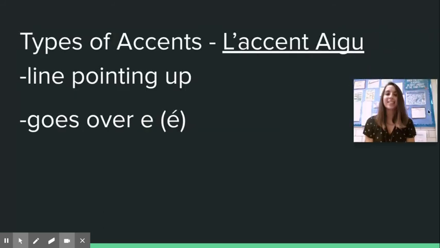Types of accents. This accent aigu, it's like a line pointing up. And it can go over an E only. This is probably the most common accent in the French language, so it's an important one to see. Some of our greetings, like bonne journée, the one that means have a good day, it's nice and polite, has an accent aigu over an E in that word.